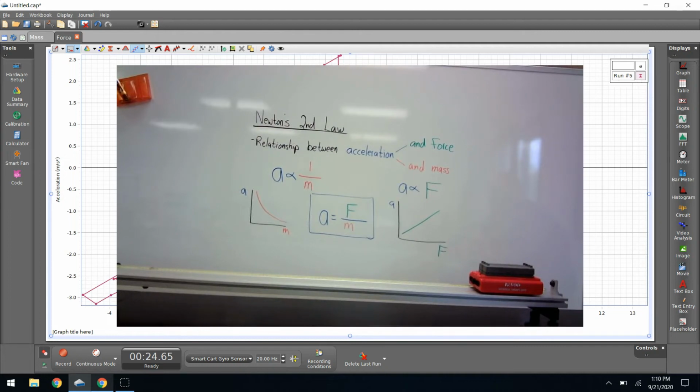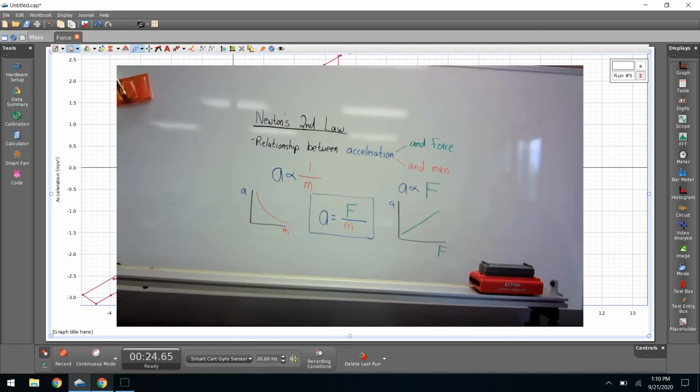Now the caveat behind the equal sign is that we have to have our unit for force be such that it is equal to a kilogram times a meter per second squared. And so that's where we get our definition of a Newton from. We chose it to make that equal sign actually be an equal sign.